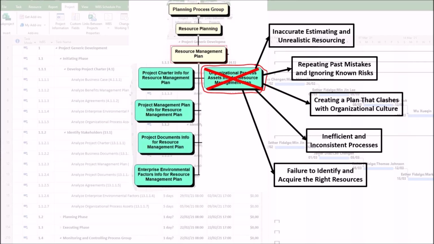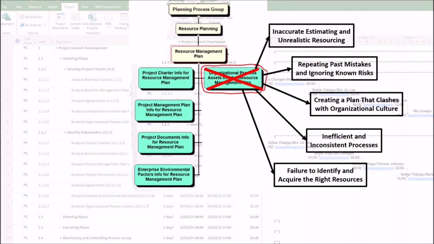5. Failure to identify and acquire the right resources. The organization's existing human resources, such as their skills, availability, and prior experience, are key organizational process assets. The harm caused is that the plan is built for a perfect team that doesn't exist, as follows. First, unavailable resources. The plan might call for 10 senior engineers, but a check of the organizational resource calendars would have shown that only 5 are available.